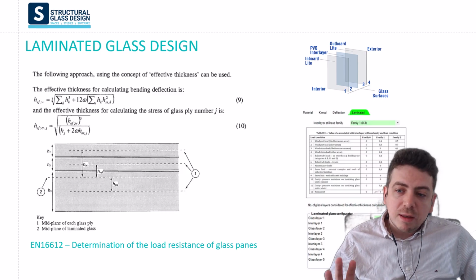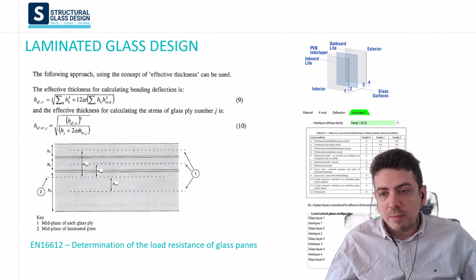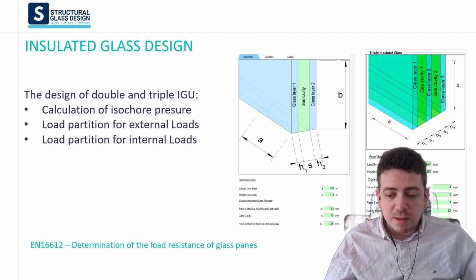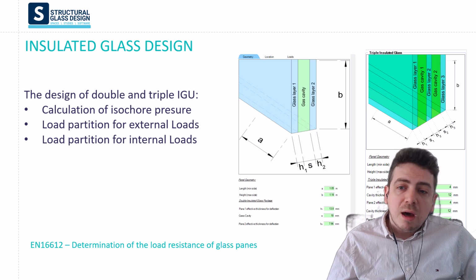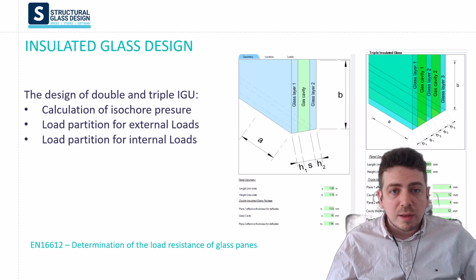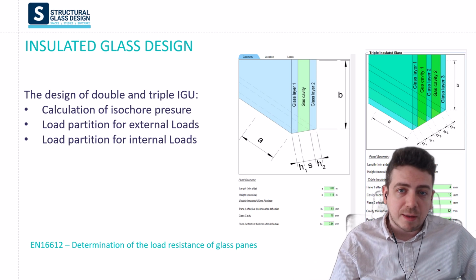So everything is there. It's just some additional data that you impose for the element when you have to design laminated glass. And with insulated glass, similar approach. You specify some additional data regarding the panels, the gas cavity, and the software will calculate the isochoric pressure and the load sharing distribution between the panels.